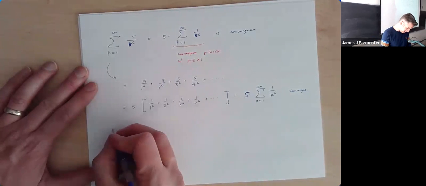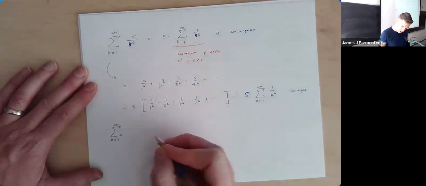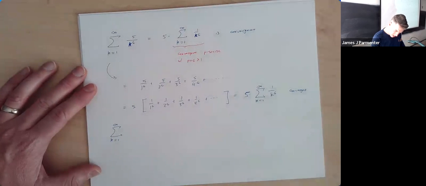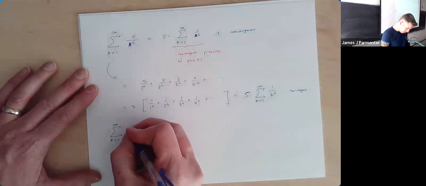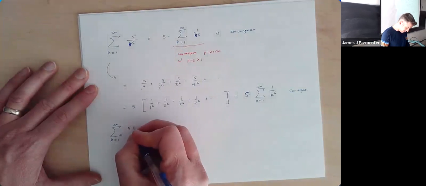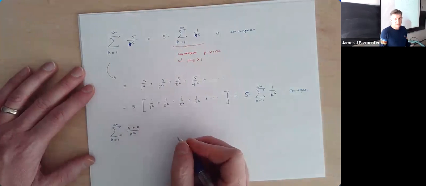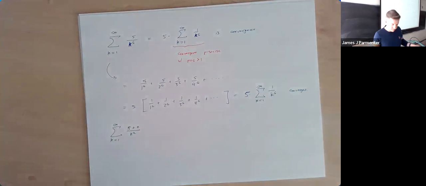Let's look at one more example. It's a little trickier. The sum from k equals 1 to infinity of, let's say, 5 plus n over n squared. So this one's not super clear.